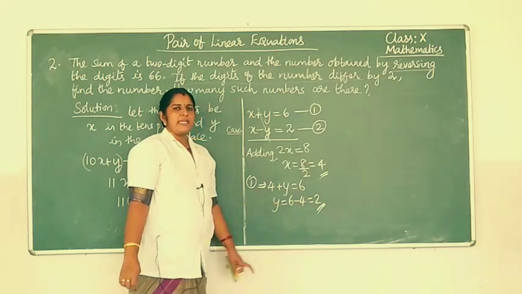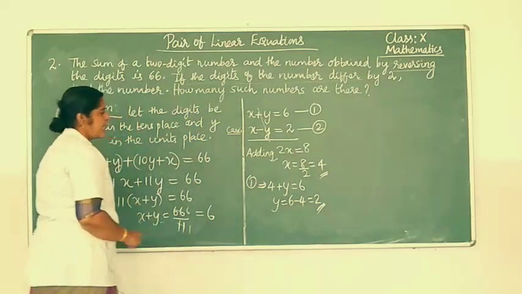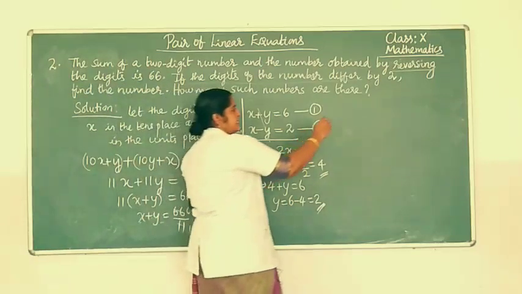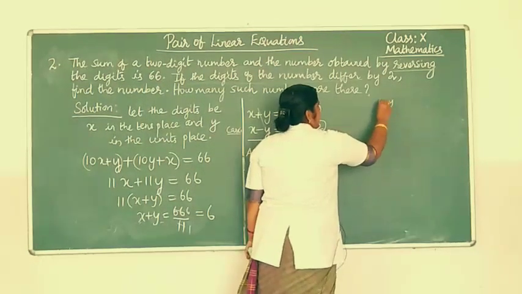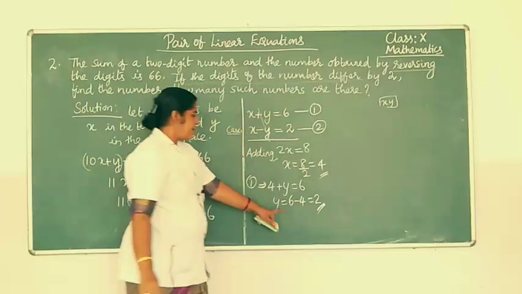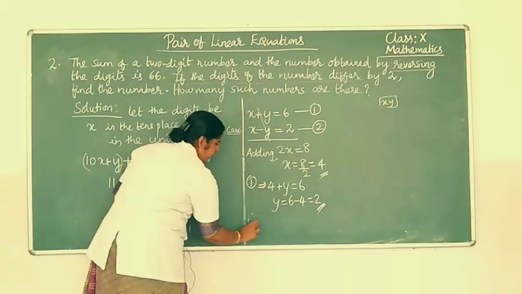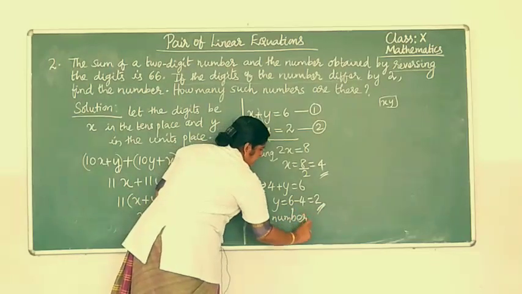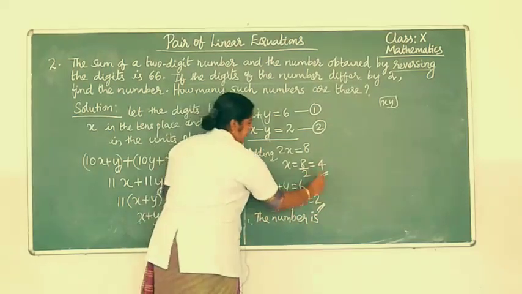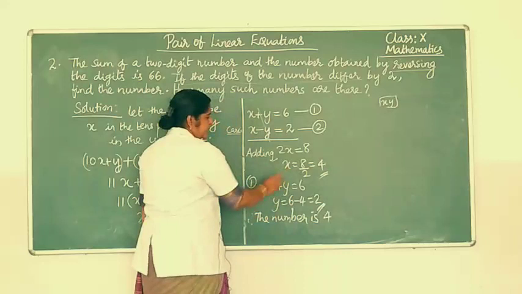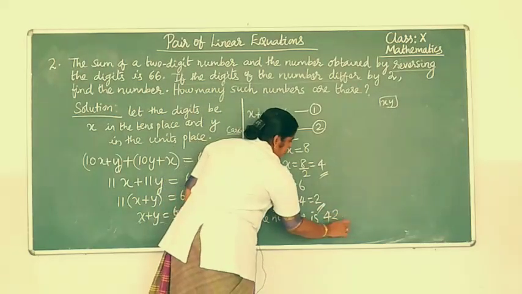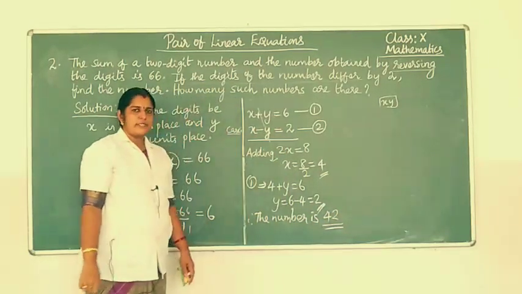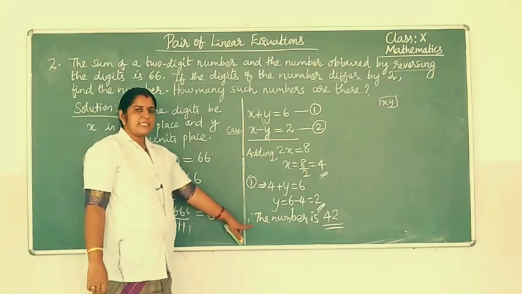So can you tell what is the number here? We have assumed the 2 digits as x and y, correct? So what is the 2 digit number here? Therefore the number is, first digit is 4 and the second digit is y, that is 2. So the number is 42. So this is the first case.